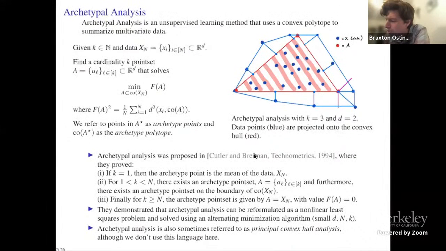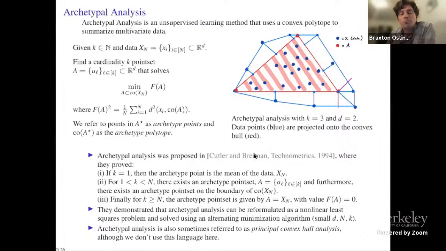I have here an illustration in 2 dimensions when I choose k equal to 3. We're trying to approximate this data by a triangle, and the objective function is the distance between the points and the convex projection onto the triangle. The objective function is just the sum of all these squared distances divided by the total number of points. And the triangle can't be too large. It has to be contained in the convex hull of the data.